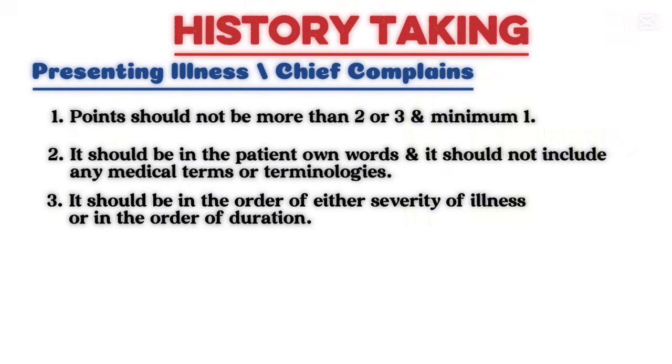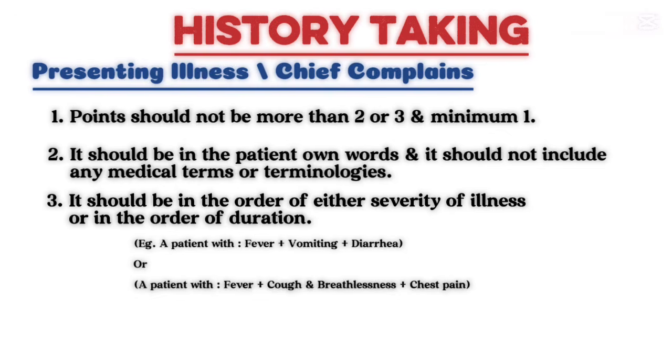Now the second one is, it should be written in the patient's own words, whatever they say or explain, and it should not include any medical terms or terminologies. Now the third rule is, it should be written in the order of either severity of illness or in the order of duration. For example, let's say a patient came to the hospital with the complaints of fever and vomiting and diarrhea. Then we will ask them which one is the most severe one for which he or she was admitted to the hospital. We will write that one first, then the second and the third.